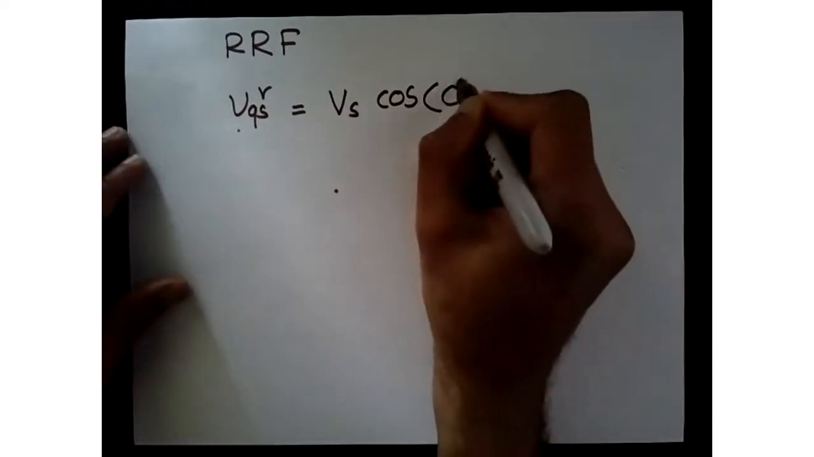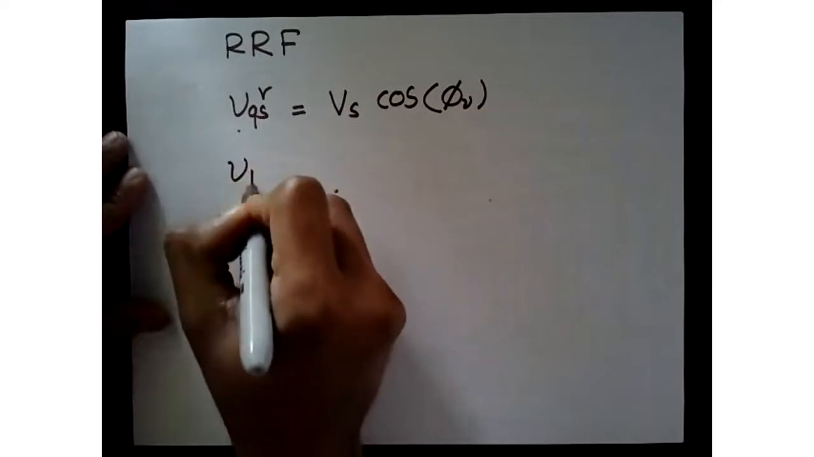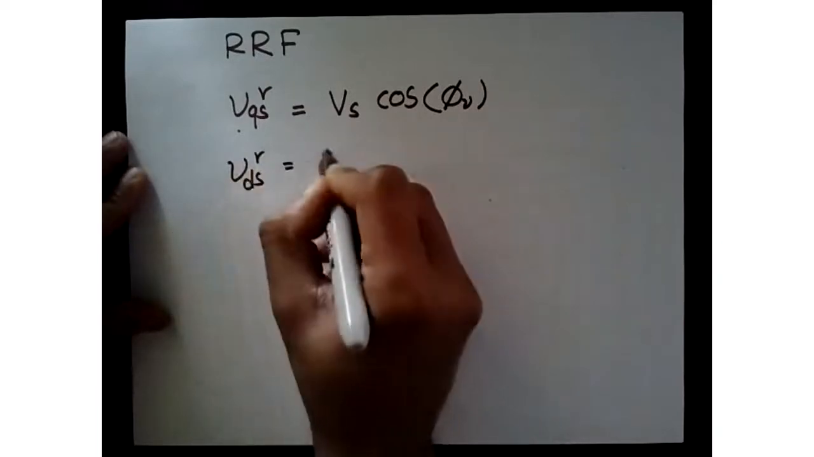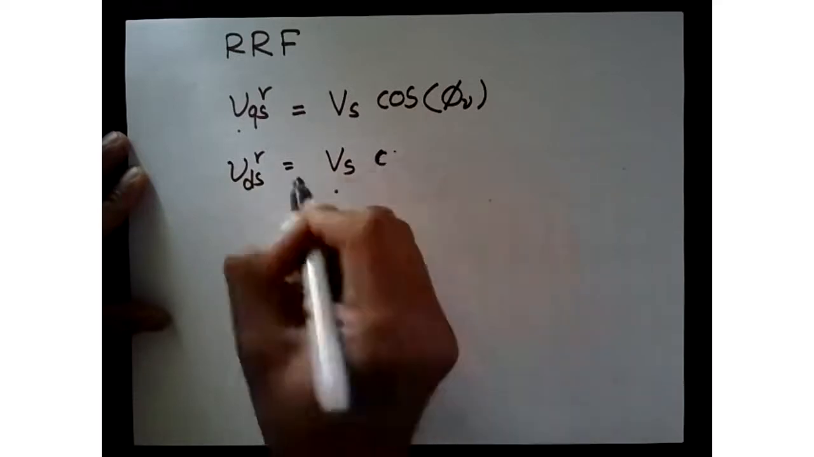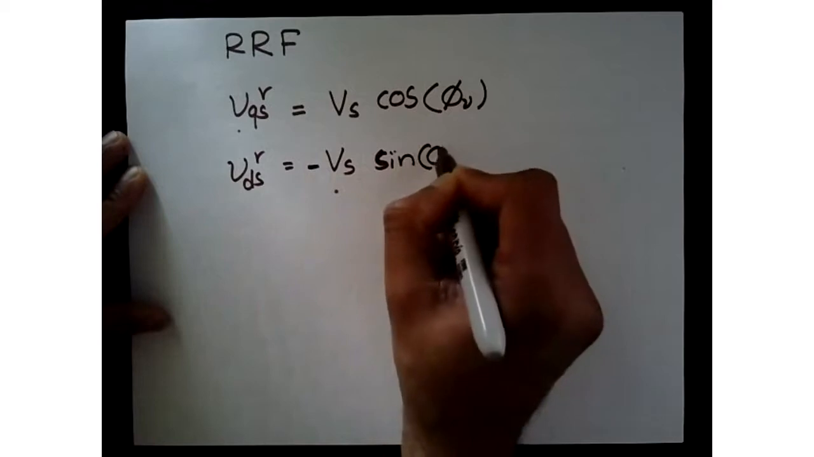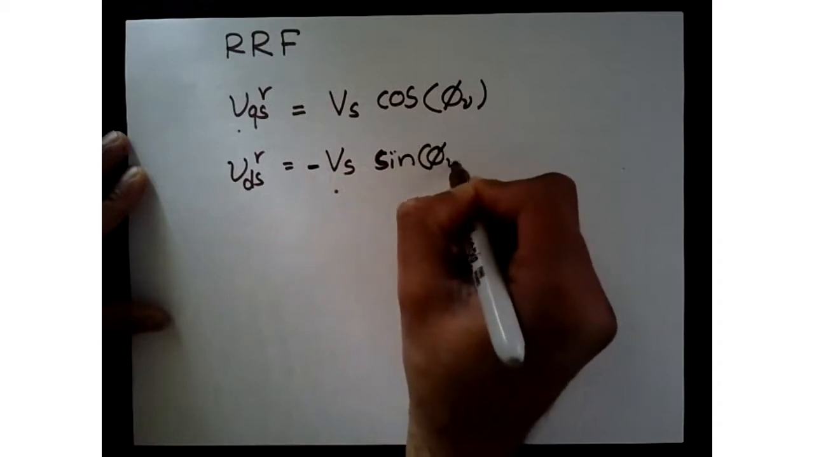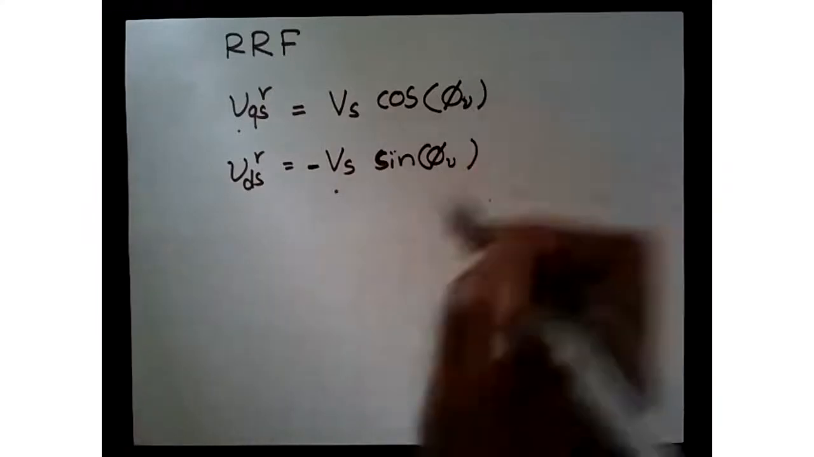Let's call this phi V. Okay, and then we're going to have VDSR equal to negative sine phi V. And then what is phi V, right?